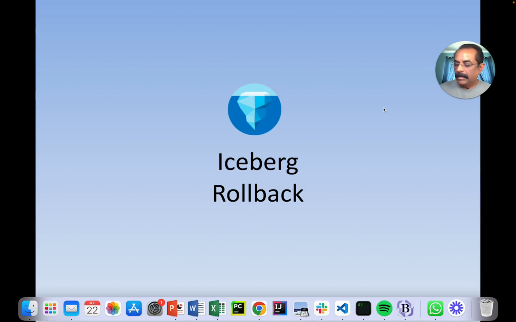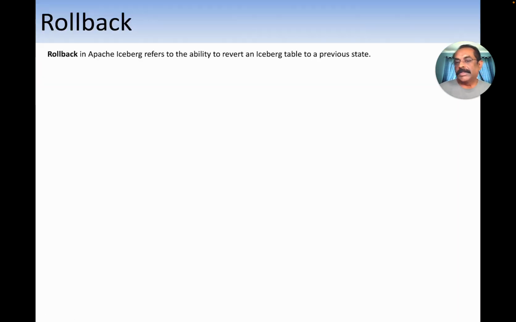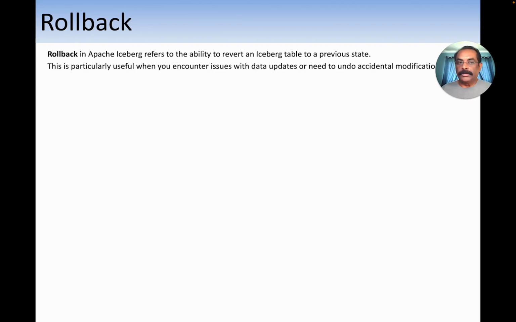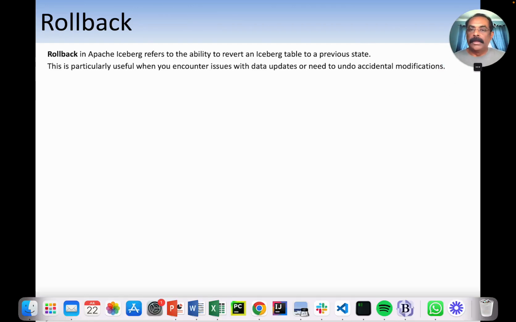Today I will be discussing the Iceberg rollback feature. Rollback in Apache Iceberg refers to the ability to revert an Iceberg table to a previous state. Let's say you do an update, delete or insert commit, and then you feel that the data is bad, so you want to roll back. We can do that in Apache Iceberg. This is particularly useful when you encounter issues with data upserts or need to undo an accidental modification.